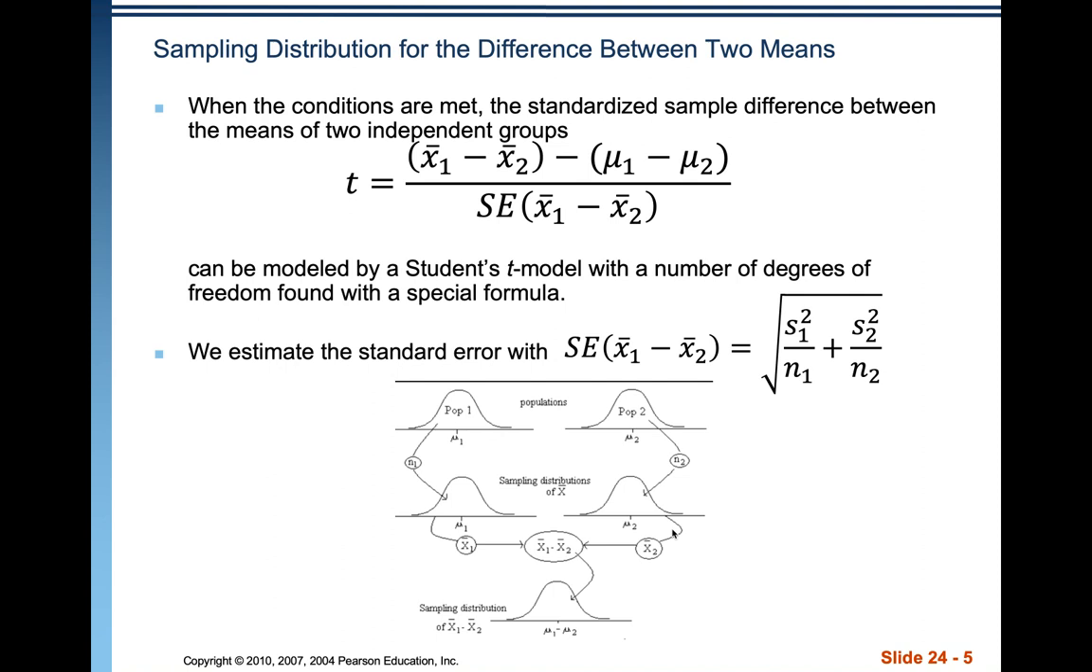When you subtract one random variable from the other, the mean of that difference is going to be the difference of the true means. And so our sampling distribution of the difference in sample means is going to be centered around the difference in population means. And then the standard error is given up here by this nice formula.